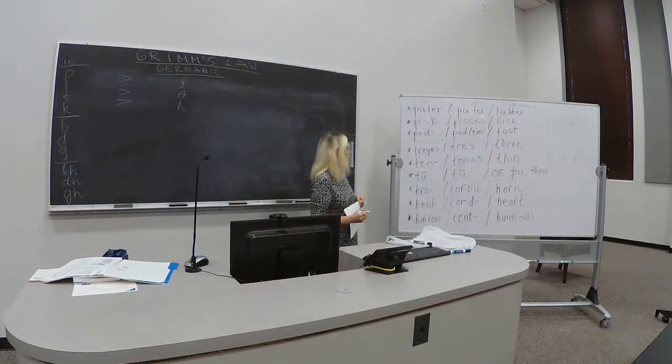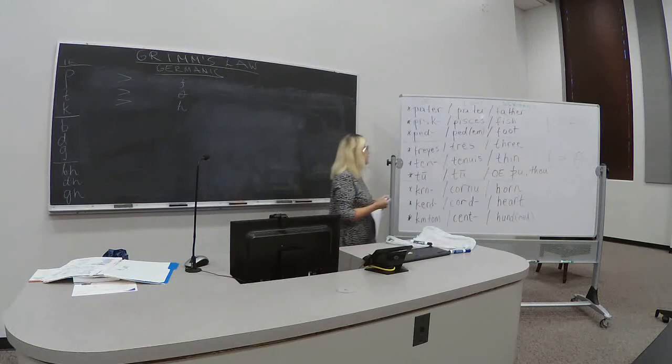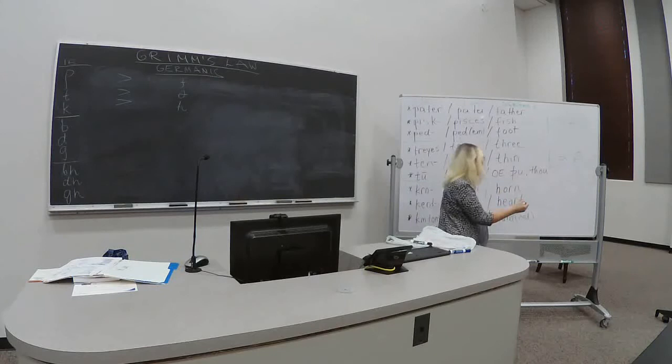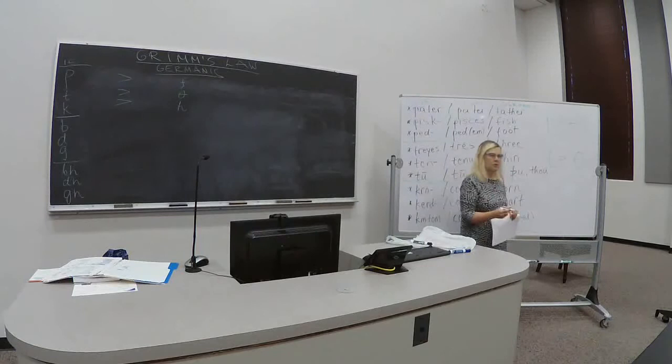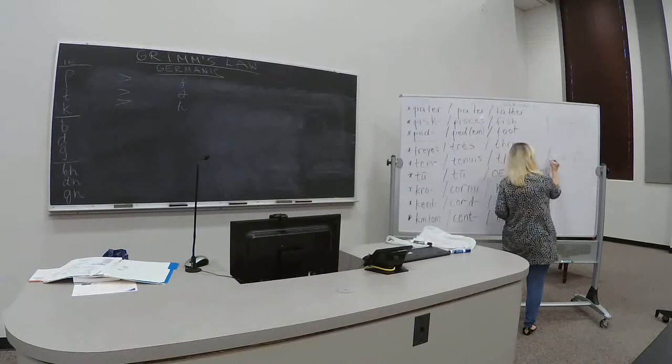So tres in Latin, three in English. Tenuous became thin in English. And the word for you, singular, tu in Latin, Latin retained it. And in Old English you find it, the thu, this is the thorn, and that stands for the interdental fricative. It was still pronounced as voiceless thu. So Indo-European t changed, Indo-Germanic it changed into.